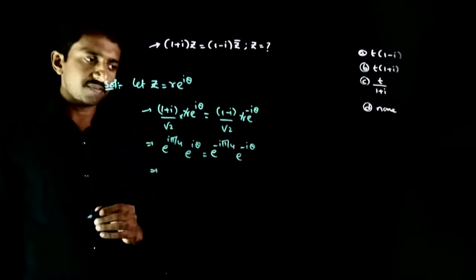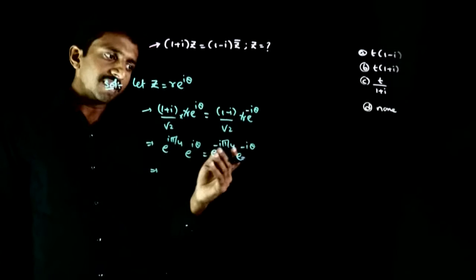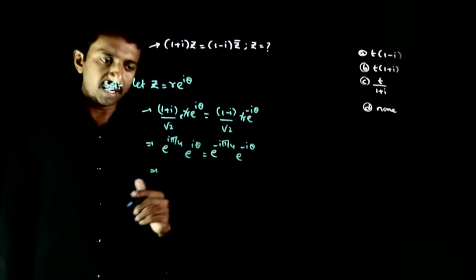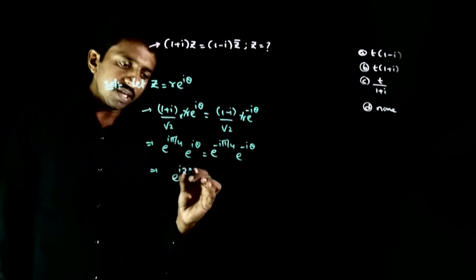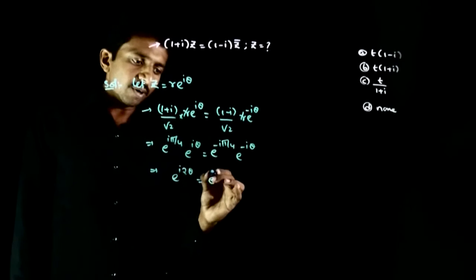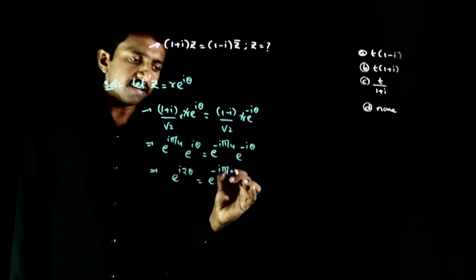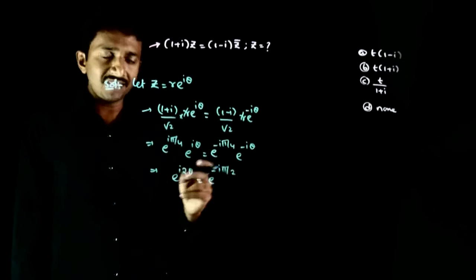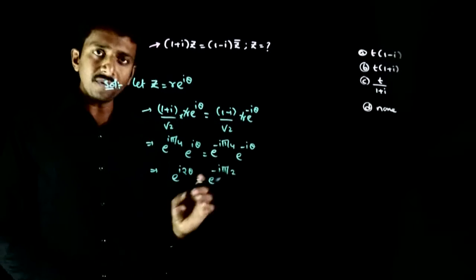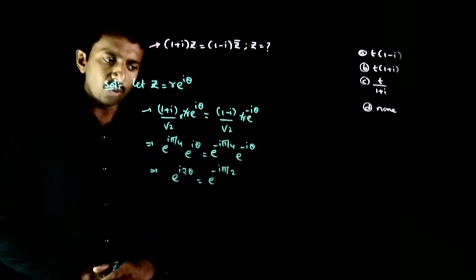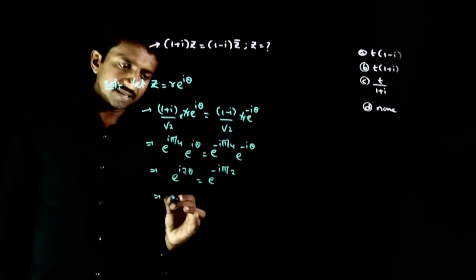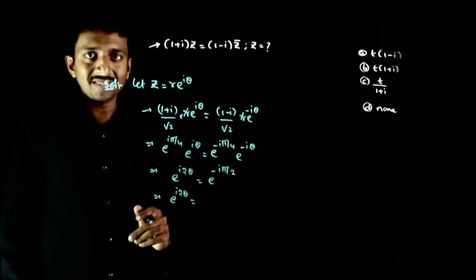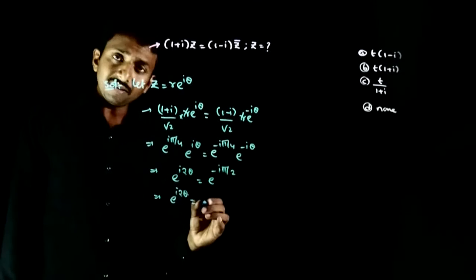This implies, so if I take e power i theta, e power minus i theta को इस तरफ लेकर आइए, e power i pi by 4 को उस तरफ लेकर जाइए. So e power i 2 theta is equal to e power minus i pi by 2. So e power i pi by 4, if it goes on to that side, it will become e power minus i pi by 4. So दोनों मिलकर e power minus i pi by 2 हो जाएगा. So this implies e power i 2 theta is equal to e power minus i pi by 2 is nothing but minus i.